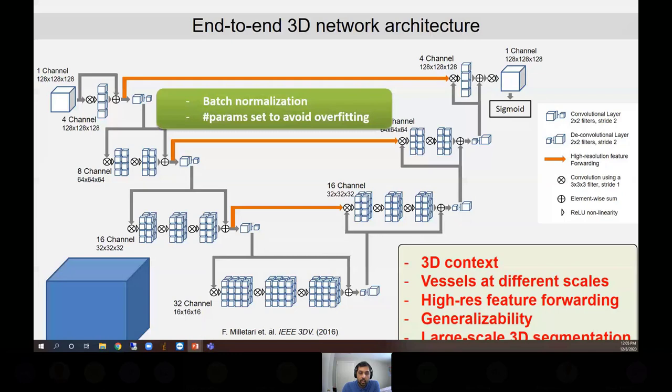And finally, to practically attend to very large-scale angiograms, we propose a patch-wise segmentation scheme in which, let's say we have a very large volume, we will take 128 by 128 by 128 cubes to perform patch-wise segmentation for a very large-scale volume.